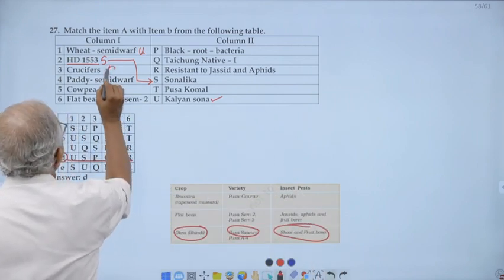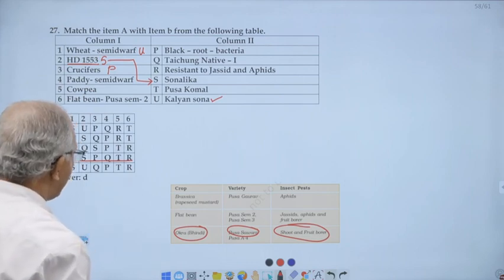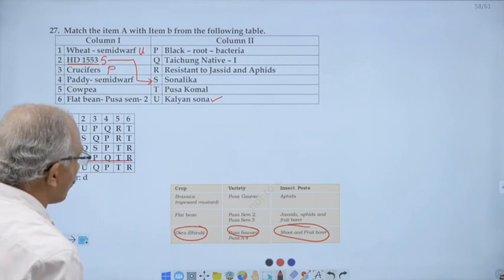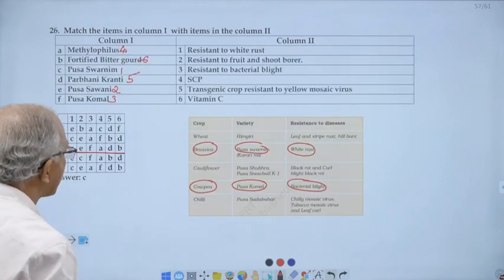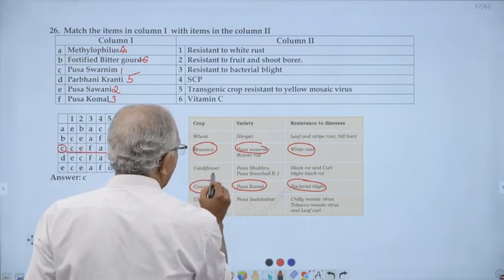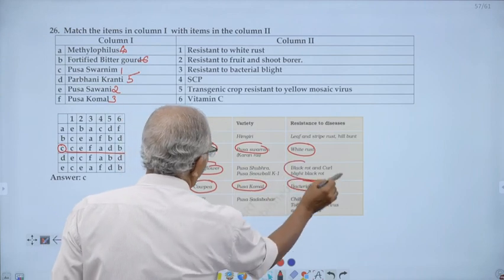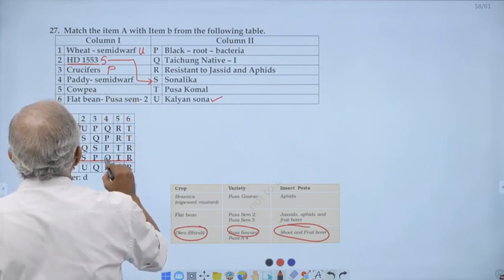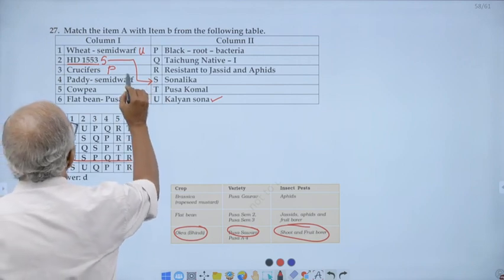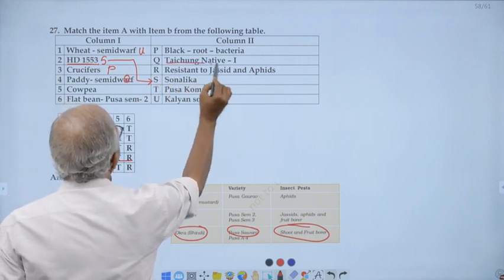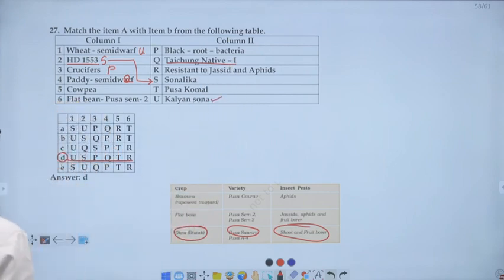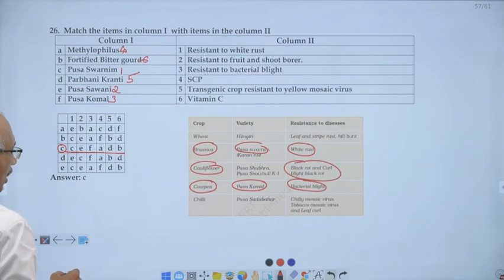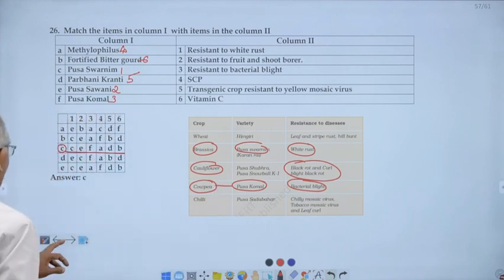Then crucifer can be matched with P, because in crucifers, it is black rot of bacteria. In cauliflower, crucifer, black rot. So paddy semi-dwarf variety, Taichung Native 1, because this was a parent in developing semi-dwarf varieties. Cowpea, it is Pusa Komal. Cowpea in the previous table, Pusa Komal, bacterial blight. Pusa Komal is a variety of cowpea.